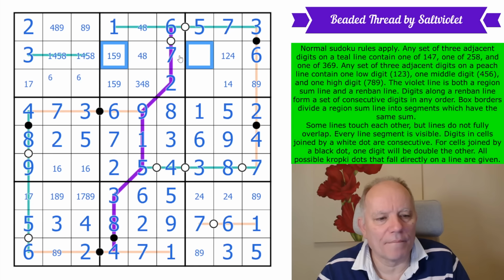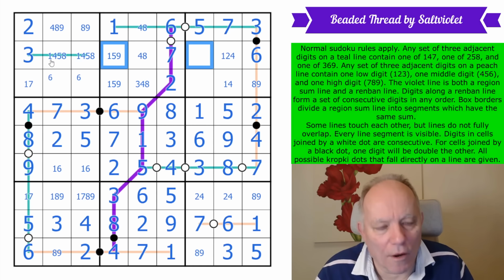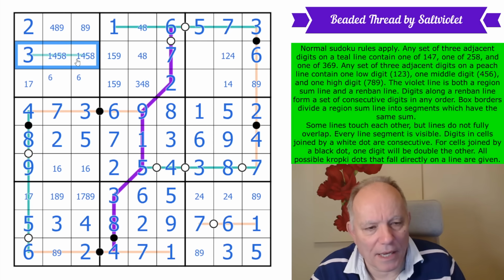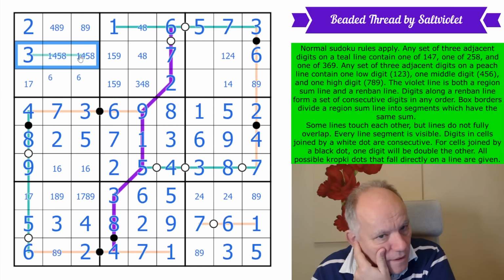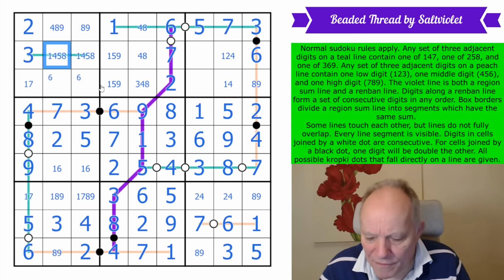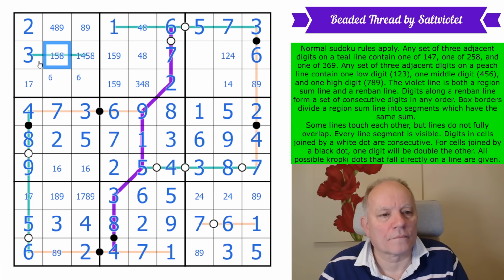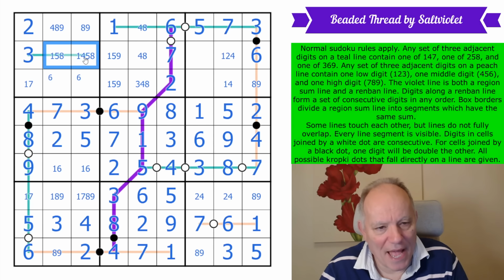I can't believe I must have missed. Oh, what I must remember is that we mustn't have a dot on this line either. So this can't be 4, because 3, 4 would need a white dot. And this can't be a 4, 5 pair.